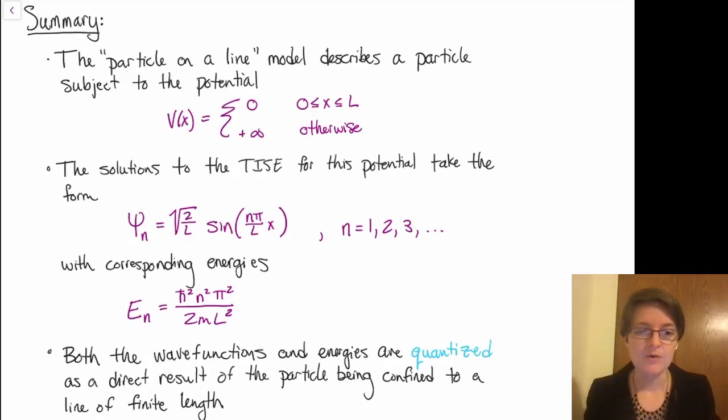And similarly, we found out that this wave function has corresponding energies. E sub n is equal to h bar squared times n squared times pi squared over 2m L squared. And last but not least, one of the really important chemistry take-home messages is that even for a potential that's as simple as this, both the wave function and the energies are quantized as a direct result of the particle being confined to a line of finite length.